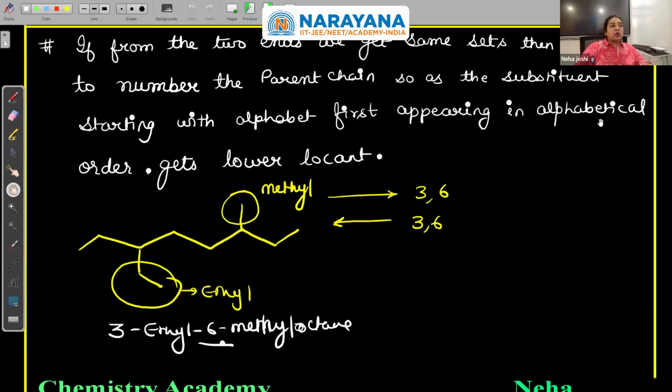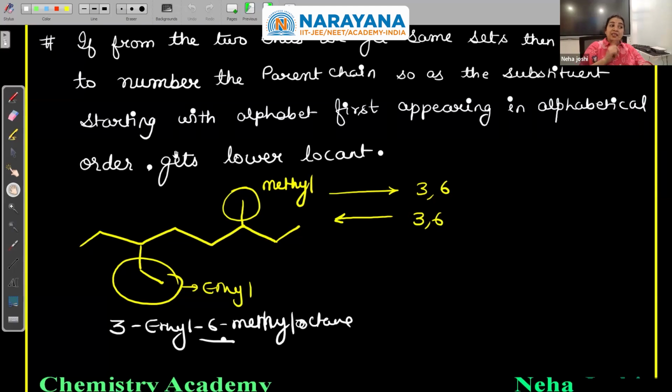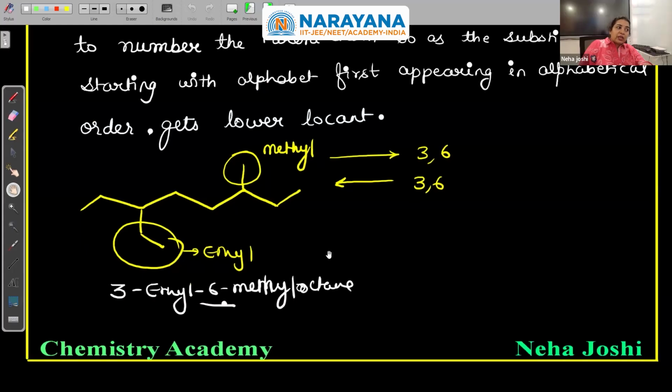Moving further, if from the two ends we get the same sets, then we have to number the parent chain so that the substituent starting with alphabetical order appears first. But this is only when the set is the same. If I go from left to right, I have a set of 3, 6. If I go from right to left, again I have 3, 6. Now, as the set is the same from both directions, I will prefer where E and M, when alphabetized, E gets the lower number. So I want this side, left to right. 3-ethyl, 6-methyl octane.